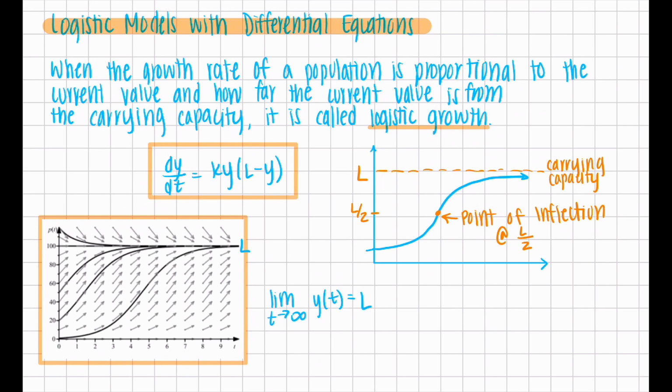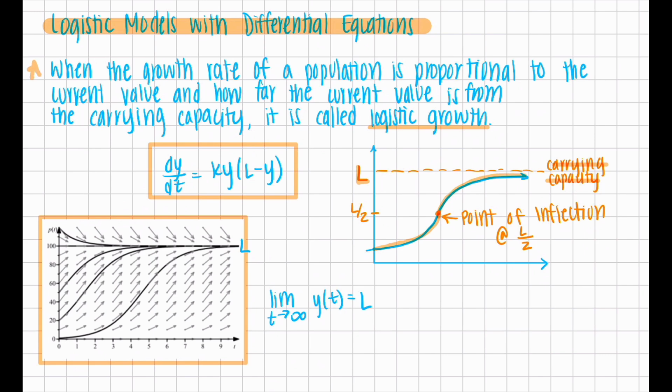So I have a little graph right here. You can see in the short run, it looks like we're growing exponentially, but at some point, the population growth levels off and approaches this carrying capacity, which we call L in calculus. So this is our logistic model.